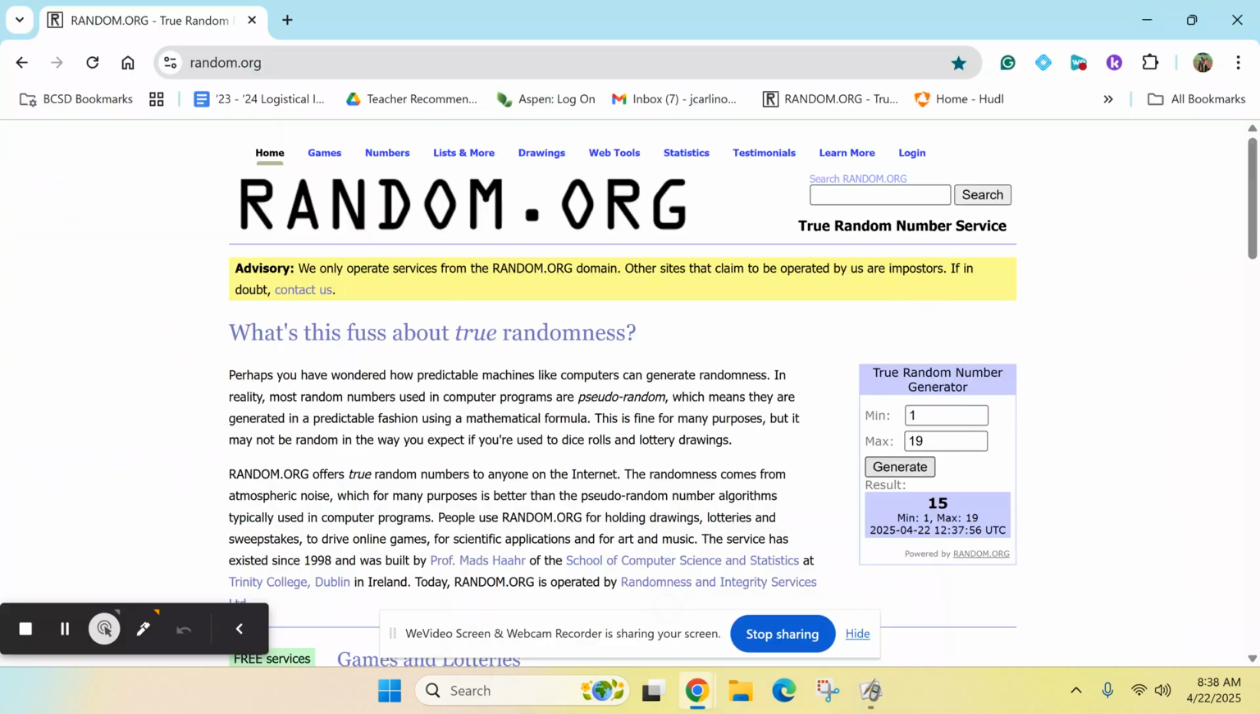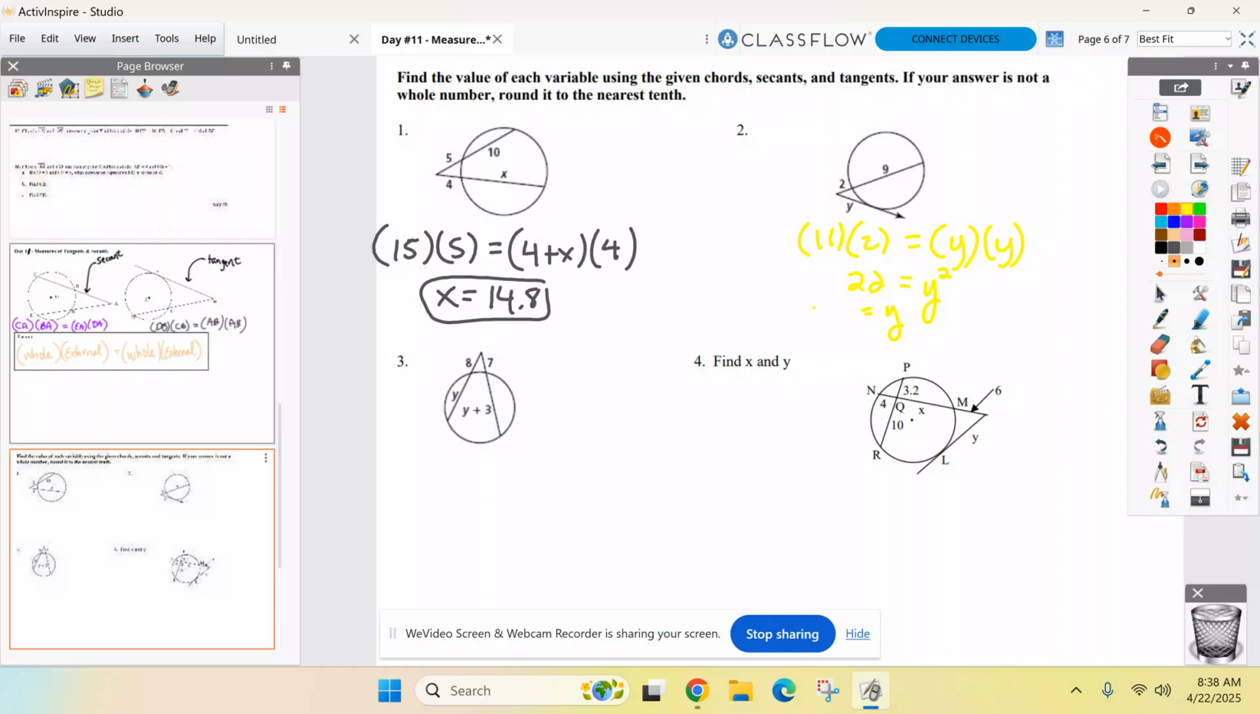And nearest 10th when you have that ready. Rowan, what do you got, big dog? 4.7. You guys are machines today. Take a breath. Ready to go on to number 3. Again, number 3, I know some of you might want to do 8 times y equals 7 times y plus 3. That's for chords. These are secants.